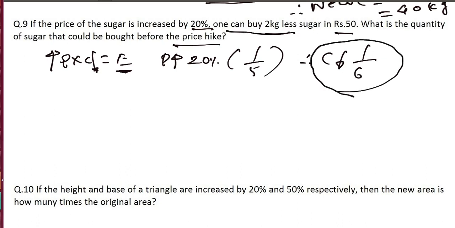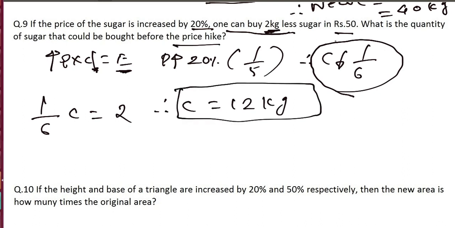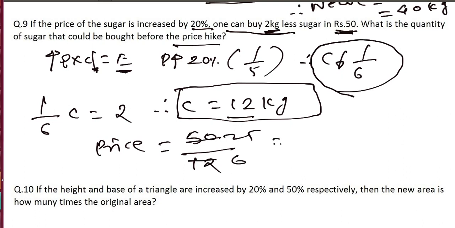And this decrease in quantity is given here. We are getting 2 kg less sugar. That means whatever we were getting originally, now we are getting 2 kg less because of the hike in the price. So 1/6 of the consumption is equal to 2 kg. Therefore the consumption is equal to 12 kg. This is the original consumption before price hike. Now the expenditure was 50, and consumption is 12 kg. So the price before price hike is equal to expenditure divided by consumption, 50 by 12, so 25 by 6 rupees.